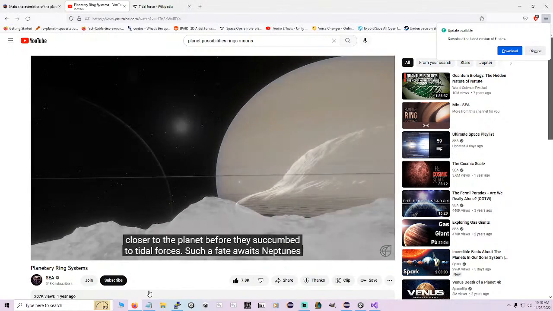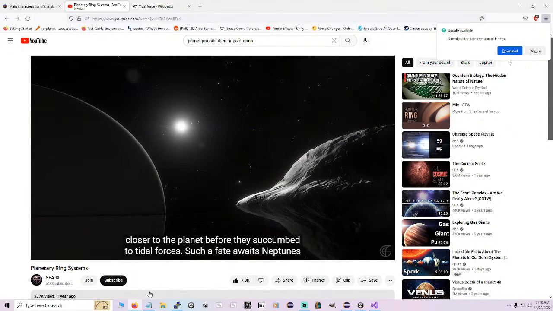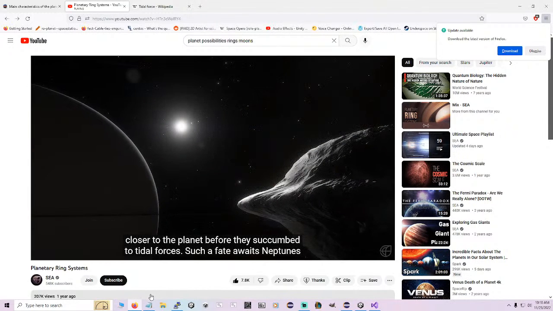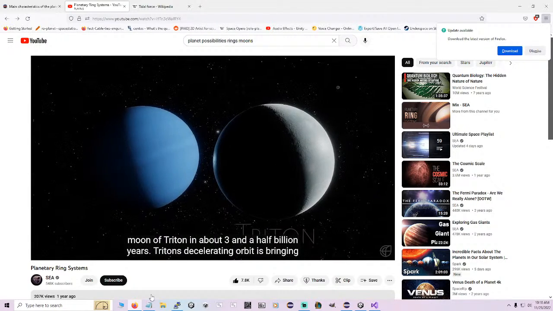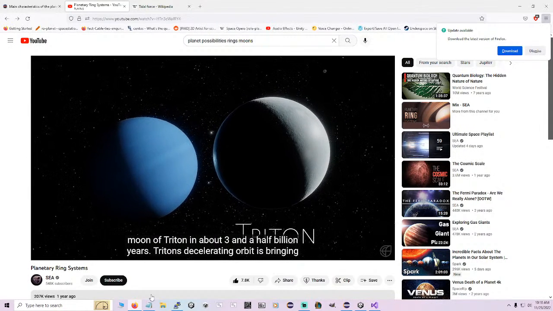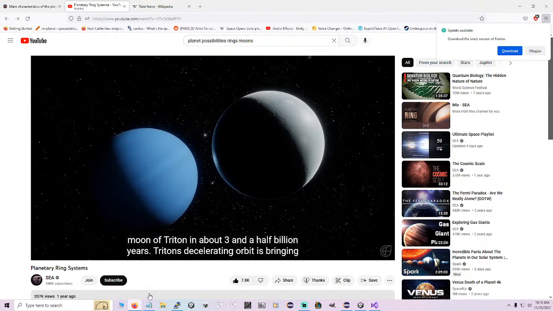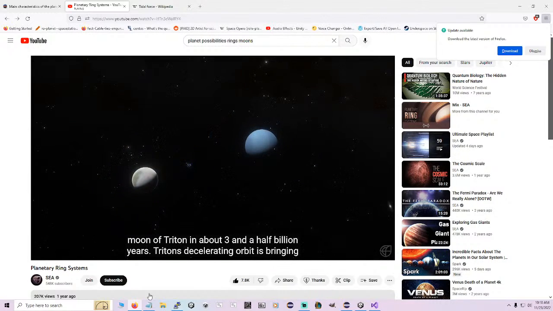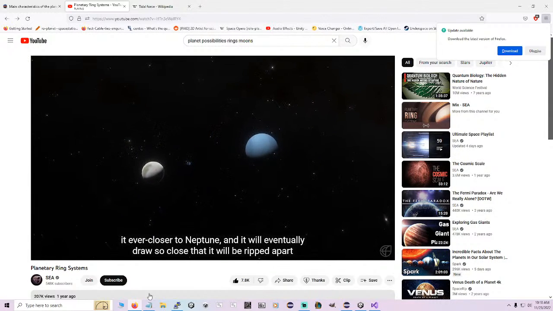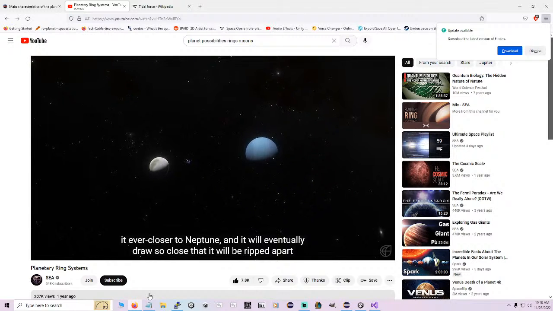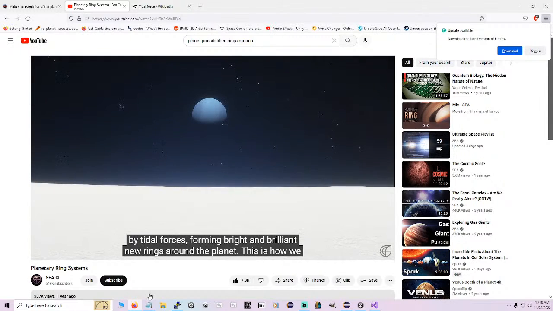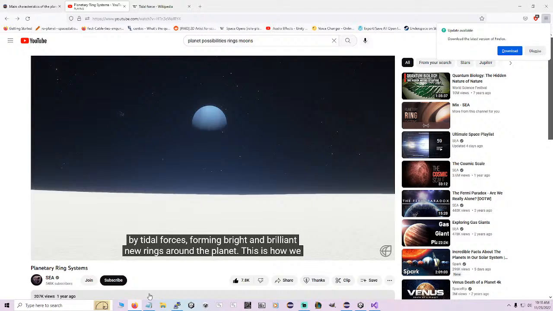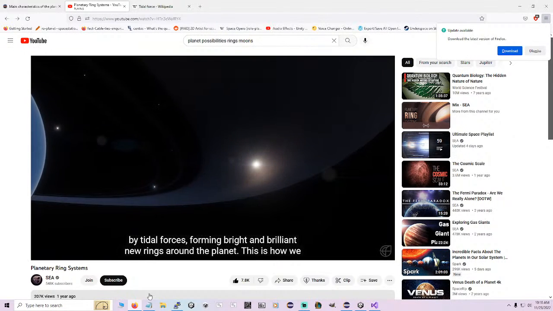Such a fate awaits Neptune's moon of Triton in about 3.5 billion years. Triton's decelerating orbit is bringing it ever closer to Neptune, and it will eventually draw so close that it will be ripped apart by tidal forces, forming bright and brilliant new icy rings around the planet.